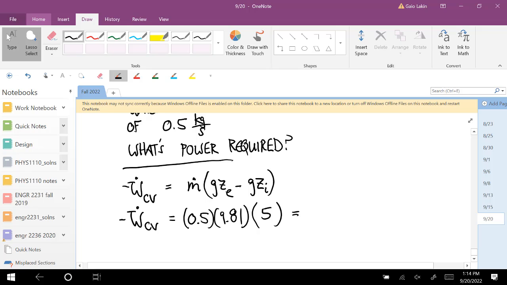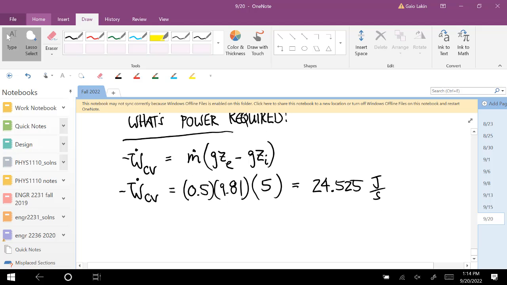And so that is, I used to know that number. 24.525 joules per second. So, you can write that however. So W dot is equal to negative 24.525 watts.